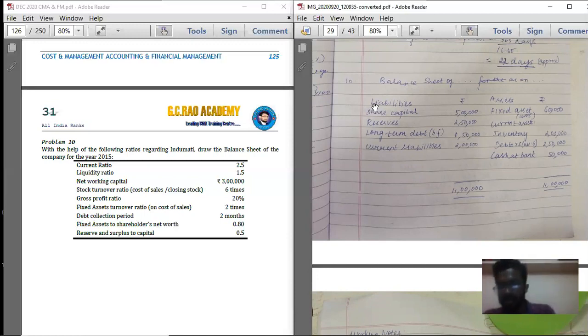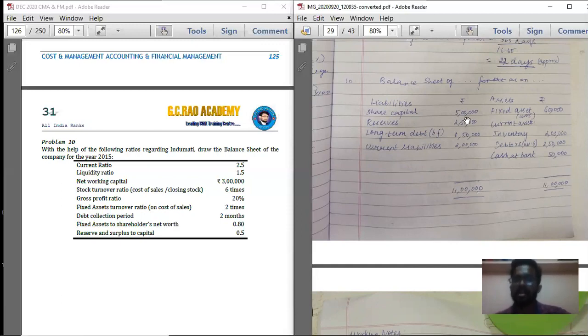Just taking from the working notes, you are writing in the balance sheet, that's all. Below that, current assets. Under current assets, inventory 2 lakhs. Debtors, working note number 6, 2,50,000. Below that, cash and bank 50,000. Now total the asset side. Total it 11 lakhs. Now bring it to the liability side and total it 11 lakhs.